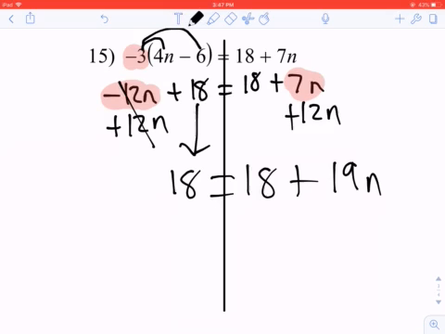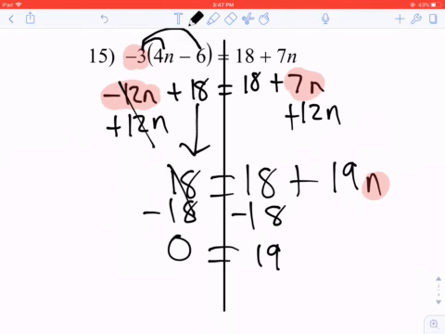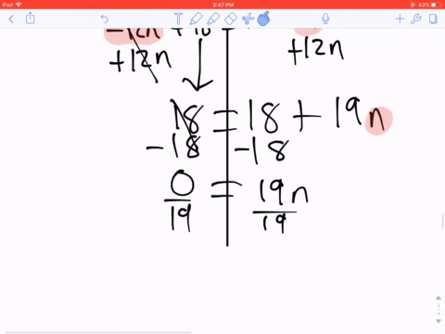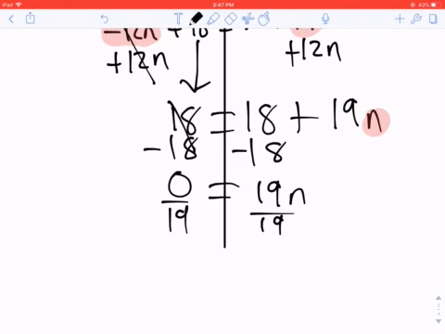Now we need to get n by itself. We can begin moving the 18 on the same side with n away from it. We move these numbers by doing the opposite. So if that's a positive 18, we can subtract 18 from both sides. 18 minus 18 makes 0 is equal to 19n. We can then divide 19 to both sides, and 0 divided by 19 is 0 equals, these 19s cancel out to give us 1n.